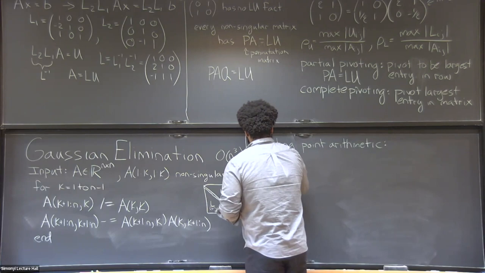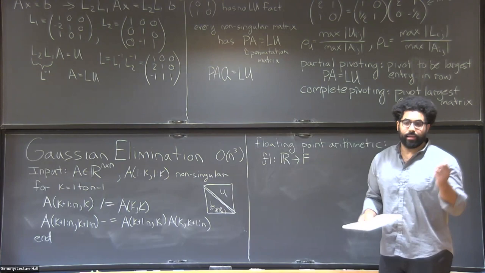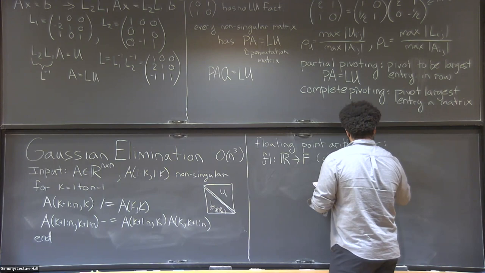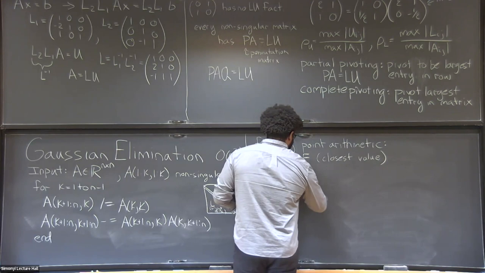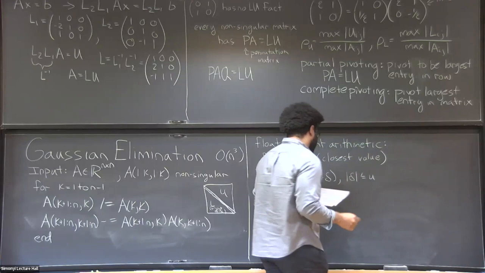Suppose we have some function that takes real numbers to some set F, and you should think of this as a rounding procedure. We take in a number and we try to send it to the closest number in the set F. This is the float value. And this function satisfies the property that we give it an x, and what we get out equals x times 1 plus delta, where delta is always at most some value u, which we call the unit roundoff.